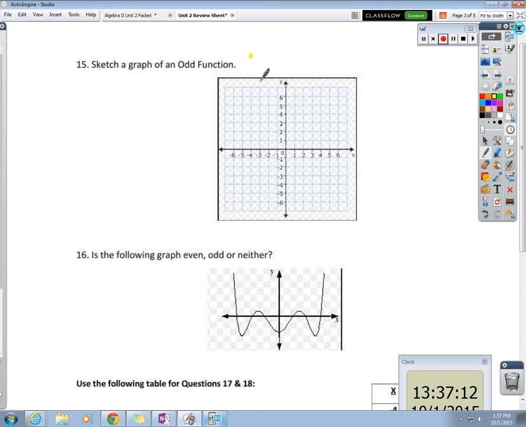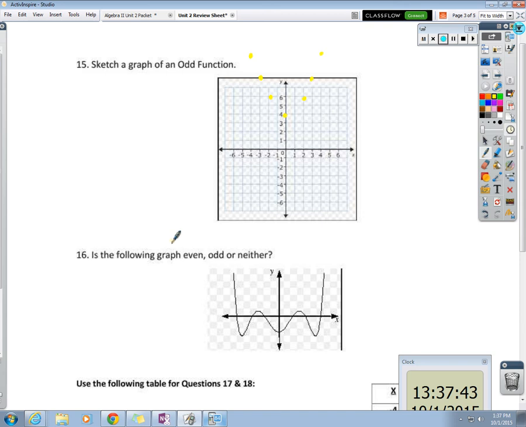Okay, 6, 7, 8. What's the next point? Okay, what's the next point? Okay, what's the next point? Okay, and the next point? And the final point? Okay? Does that graph have any kind of symmetry? To the what? So it's even.